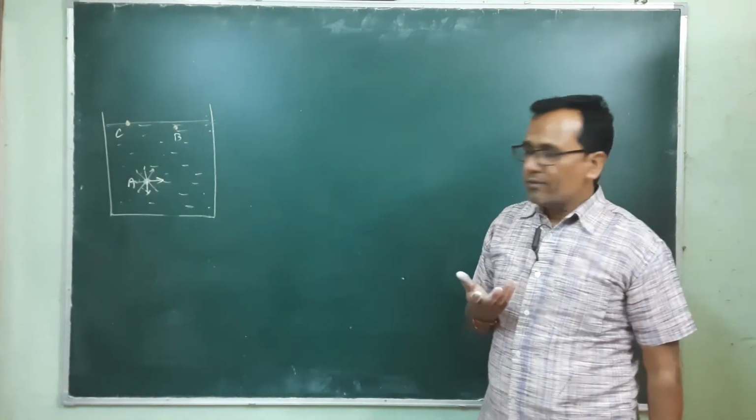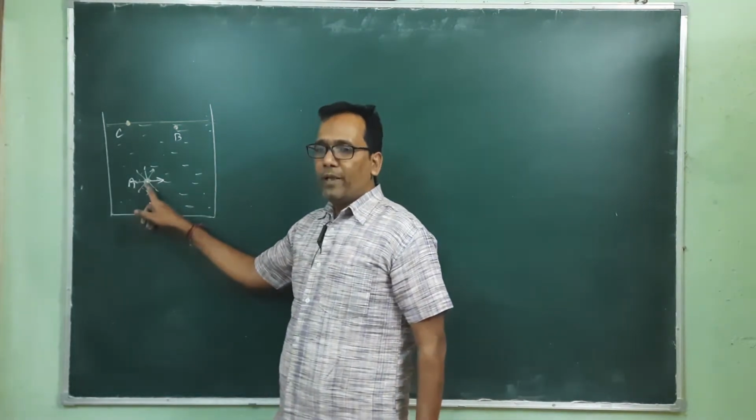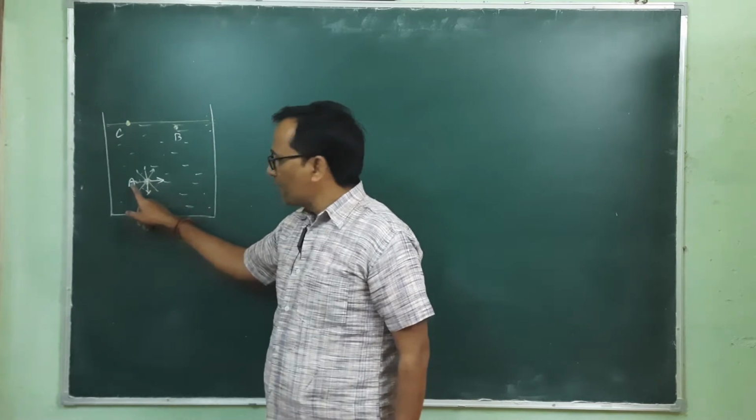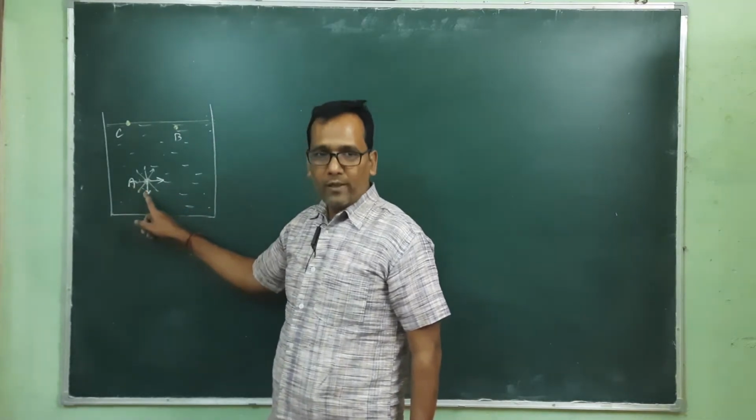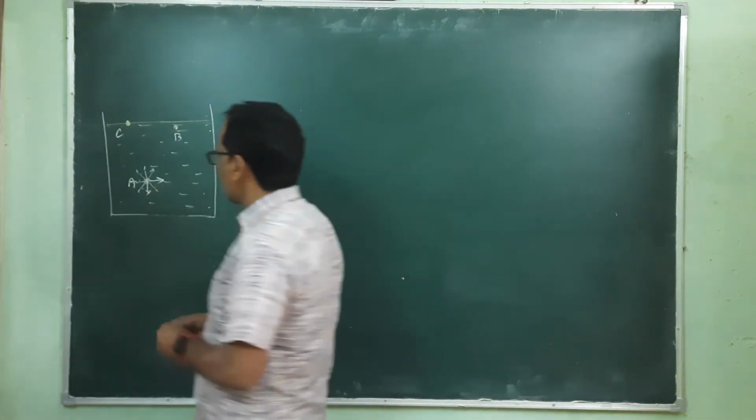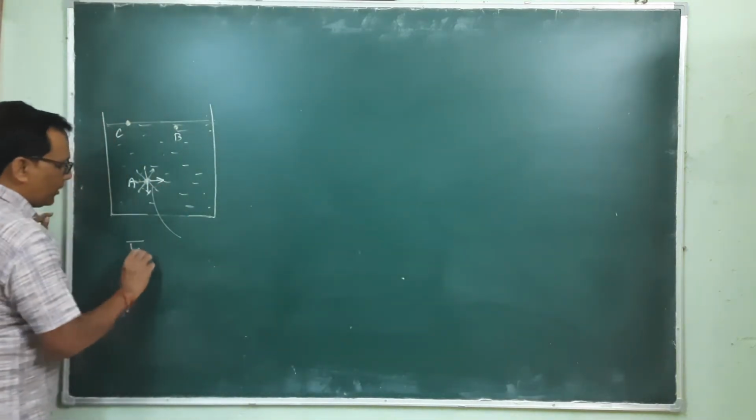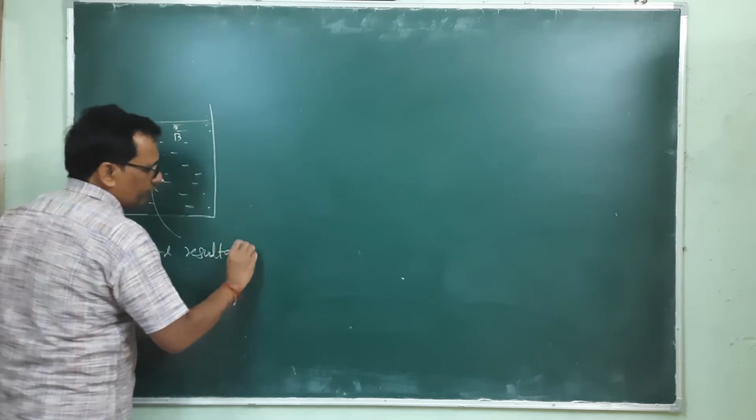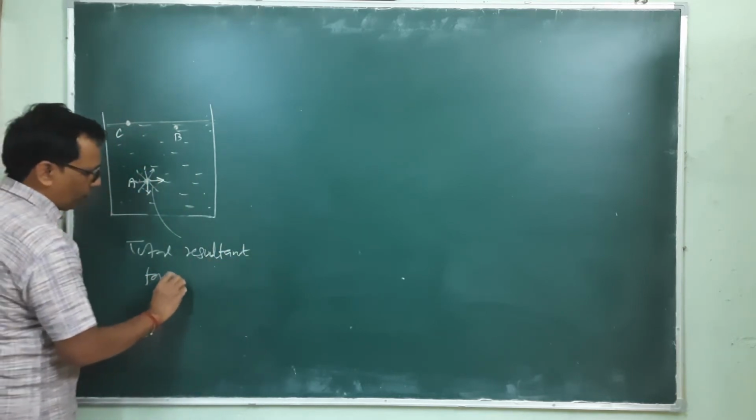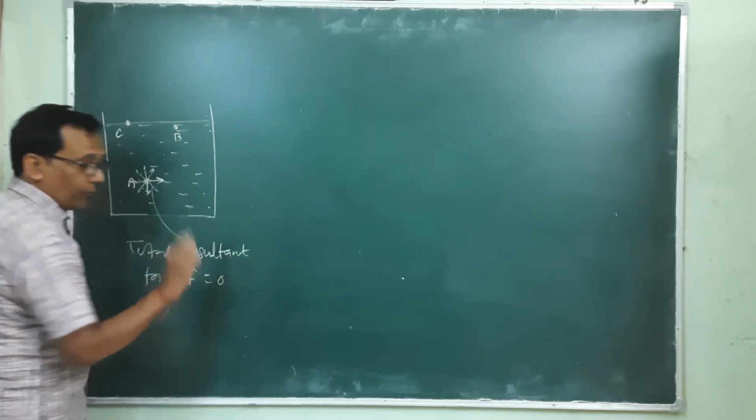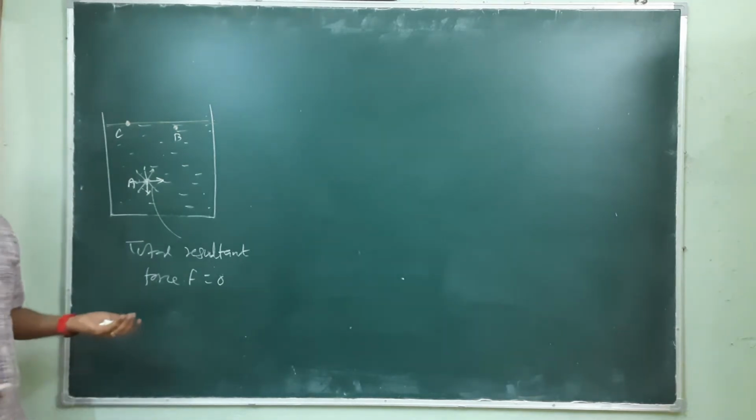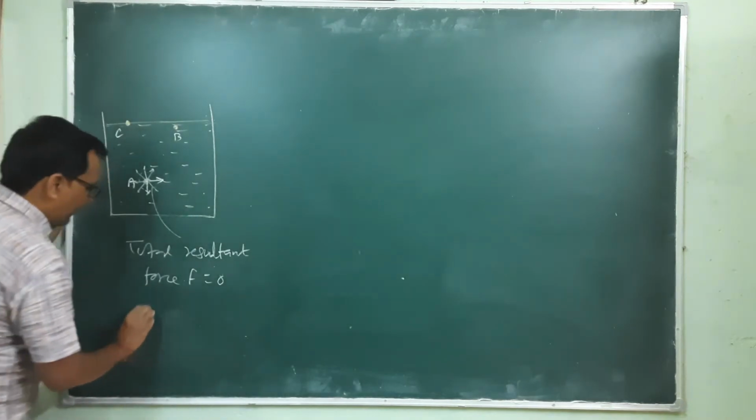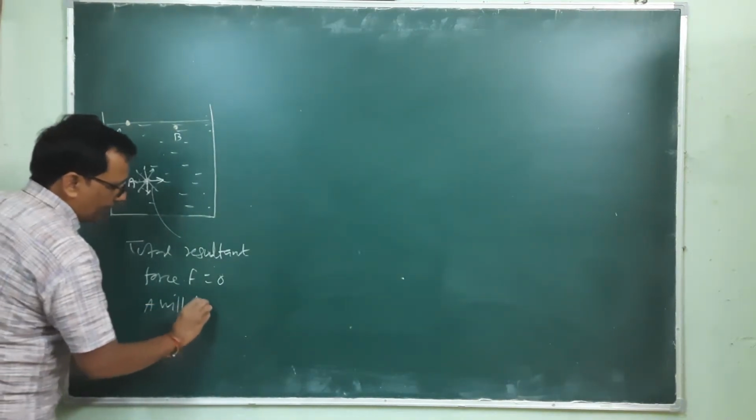So as a resultant, what will happen? This molecule will be in equilibrium. Why? Because the force applied in this direction is balanced by this. So the total resultant force F is equal to 0, because every force will be cancelled. That molecule A will be in equilibrium.